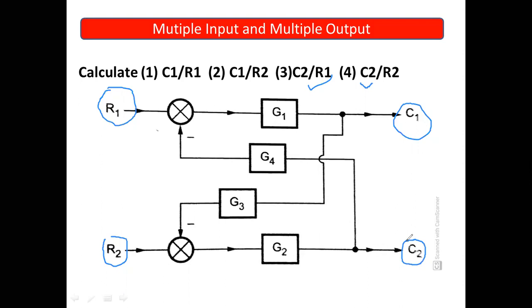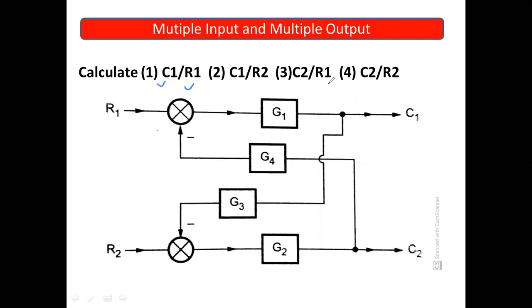Observe one thing. Suppose we consider case one: we have to consider an output, that is C1, and an input, that is R1. Only one output and one input. Likewise in case 2, case 3, and case 4, we are considering only one output and one input. But while considering single input, single output, what will happen to the other inputs and outputs? Those will be deactivated, and the values of those particular inputs or outputs would be 0.